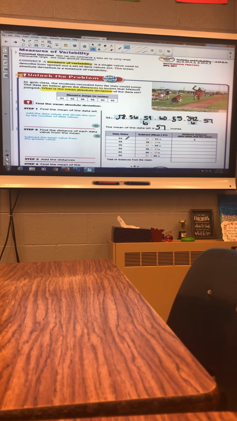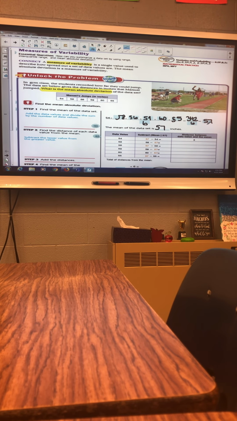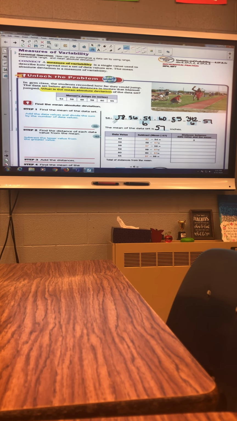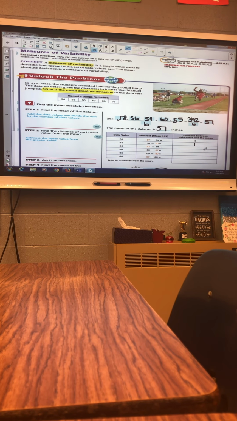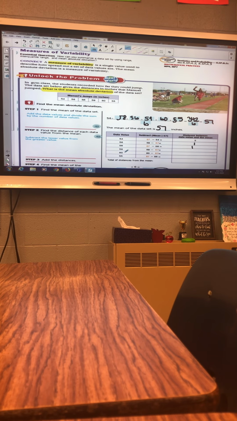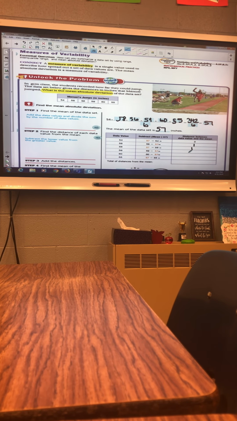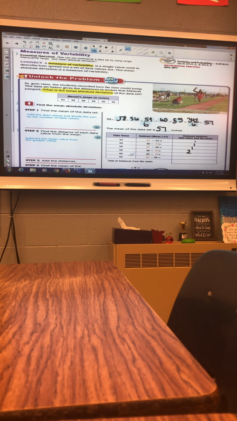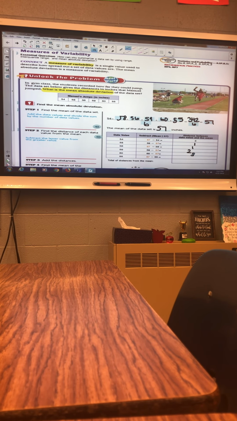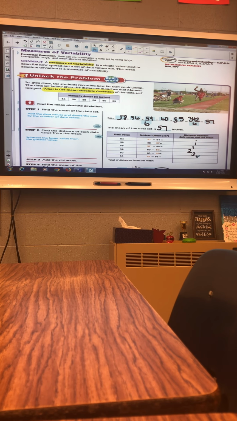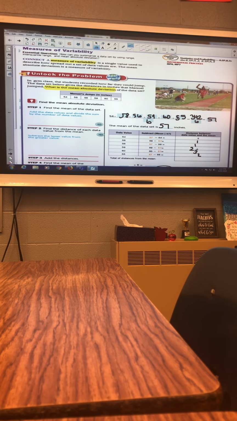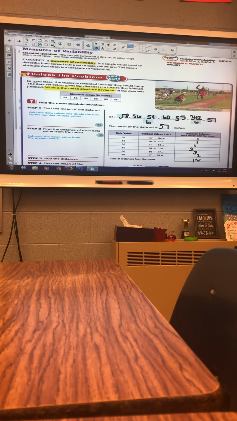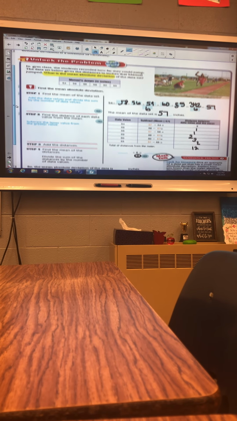To find the mean absolute deviation, we need to find the distances from each value to the mean. So our first data value was 54. From 54 to 57 is 3. Our second data value is 58. From 58 to 57, it's 1. Then 56, so 56 to 57 is 1. 59 to 57 is 2. 60 to 57 is 3. And 55 to 57 is 2. Add those up, so you have 3, 4, 5, 7, 10, 12. So that is the total distances.